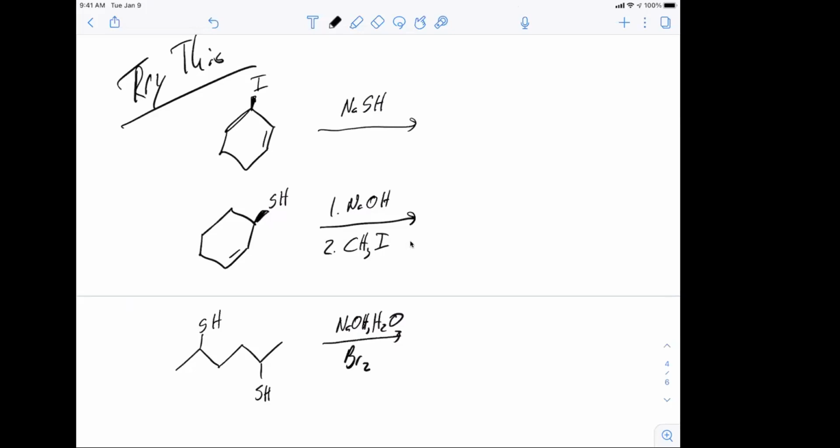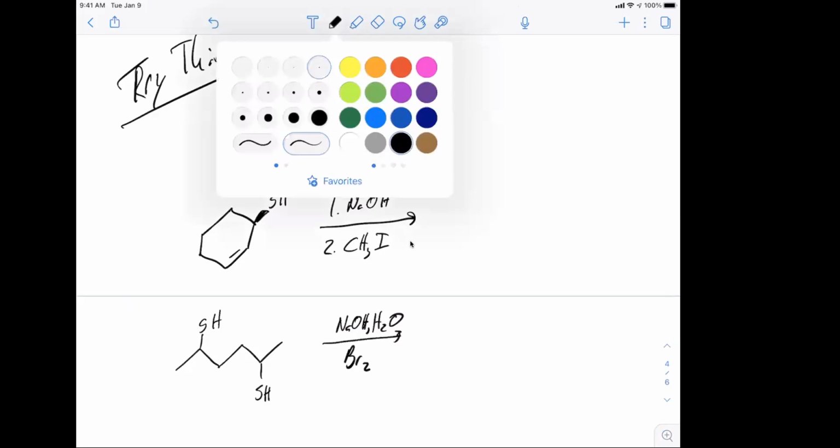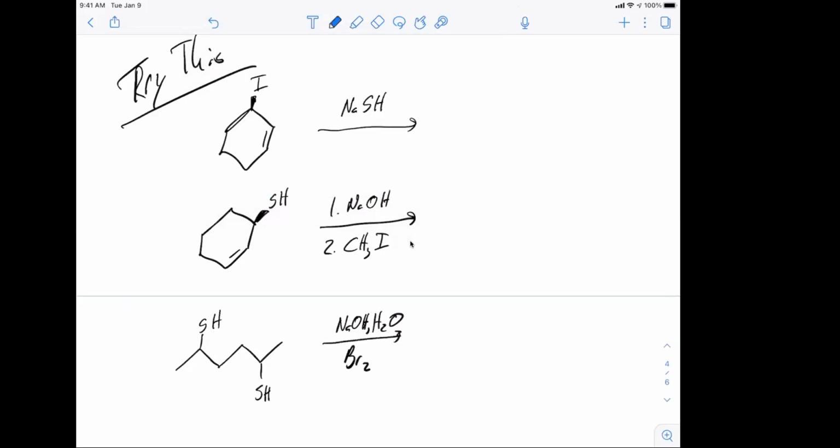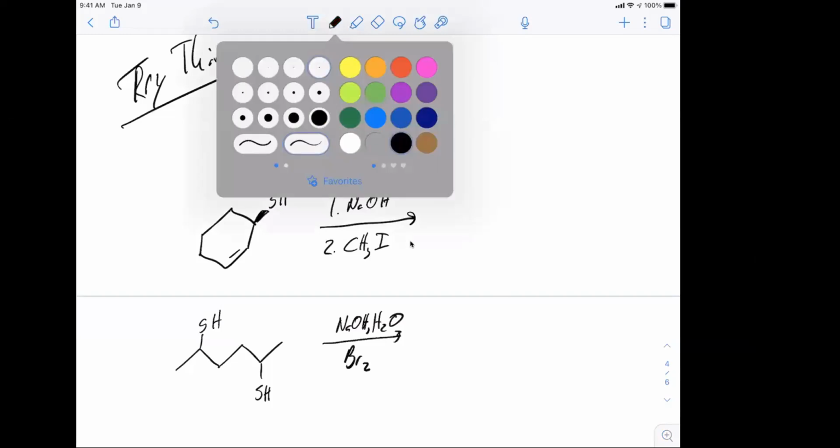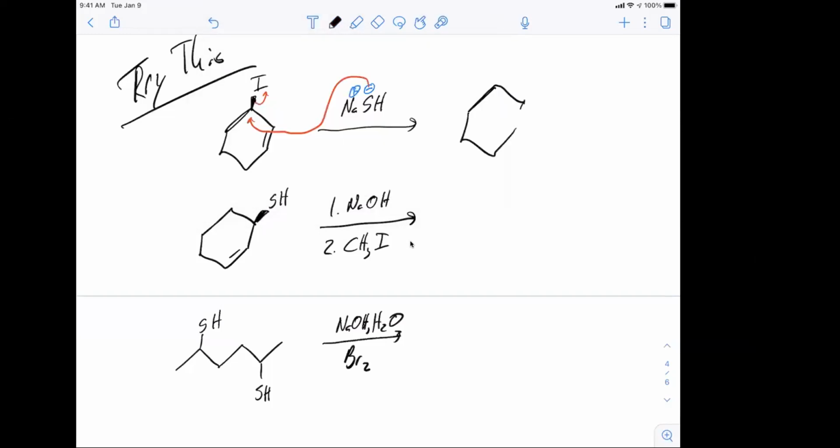Okay, let's take a look. So in the first one, we know the sodium is positive, the sulfur is negative. It's a good nucleophile, so we get a backside attack on our electrophilic group. So we get the sulfur. I was going to show the other products, but that's not necessary. So we get inversion here. Okay, on this next one.